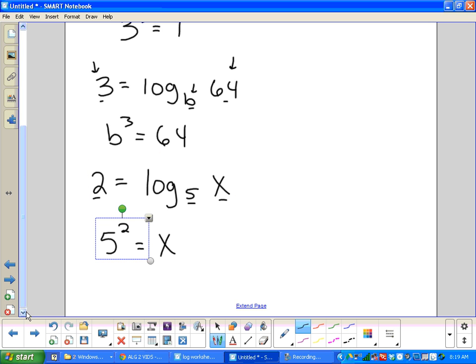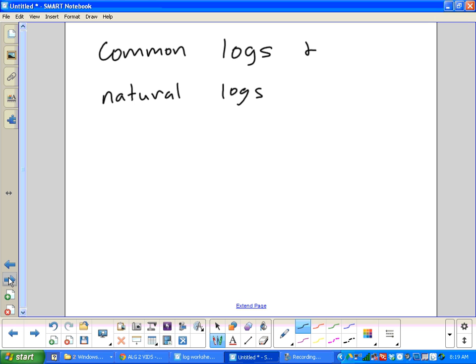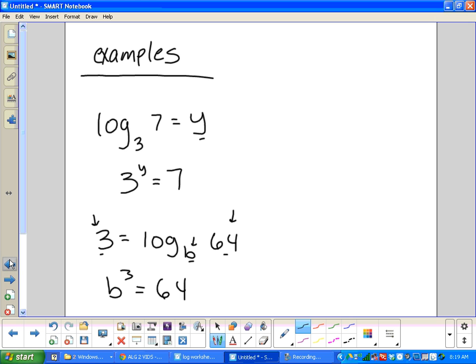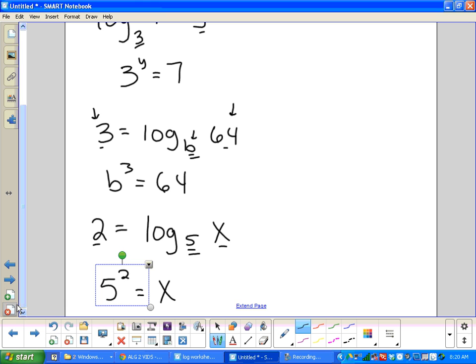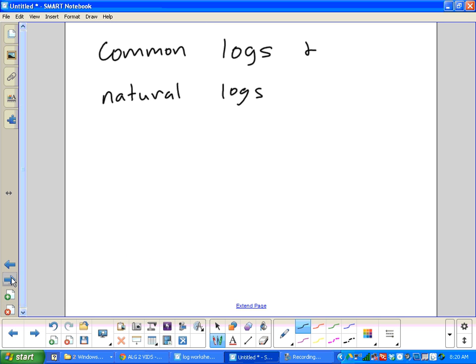Now, let's look at some other things that we're going to have to consider here, and that's what we call a common log and a natural log. Notice on all these logarithms, they always had a base right there. This one was b, down here, this one was 5. Now what you can see, and this is actually what you have on your calculator, is called a common log.